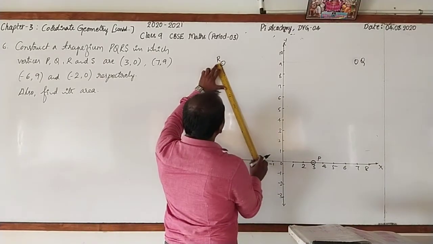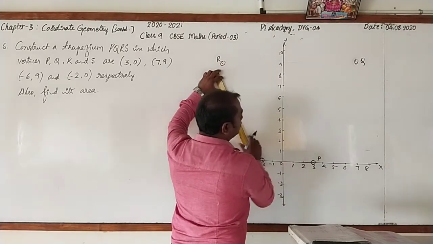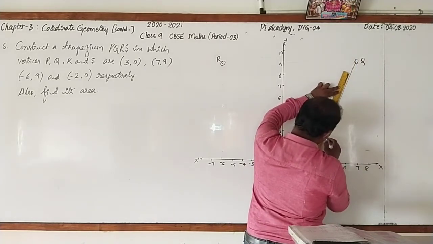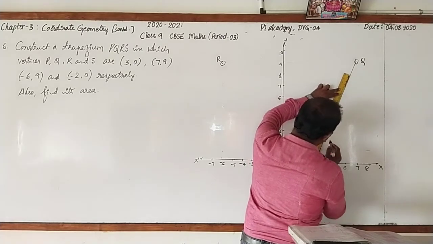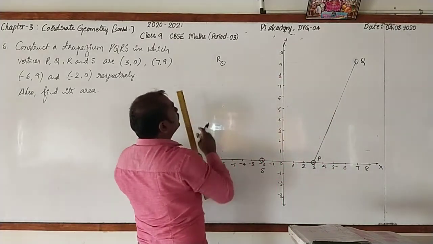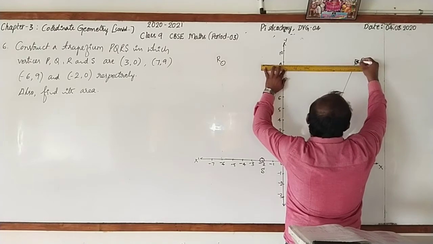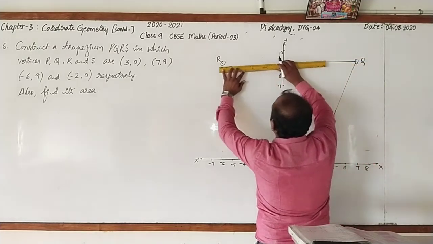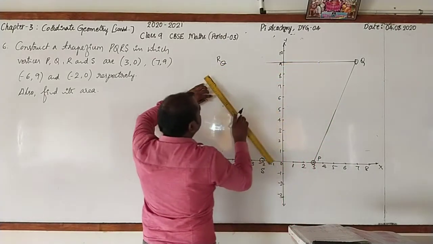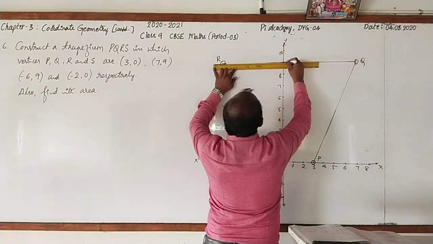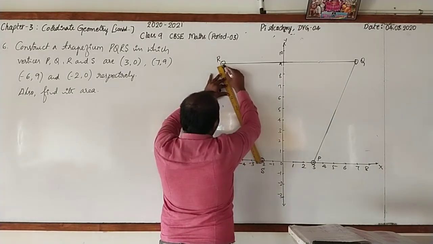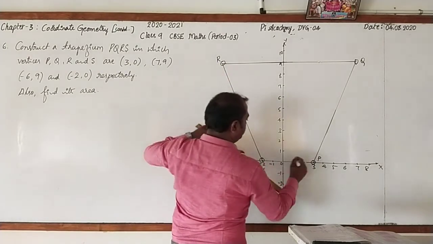Observe here. First one, P to Q and join P and Q. Next, Q to R. Observe. Q to R. Next, R to S. R to S. S to P.